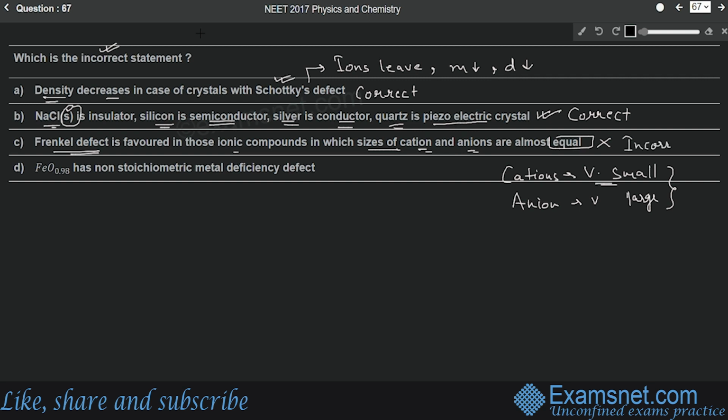Now, if we see the fourth statement, it says Fe0.98O has non-stoichiometric metal deficiency defect. See, "FeO.98" is nothing. It should be Fe0.98O. Okay, this is the correct one. So if this would have been mentioned here, then this would also be correct, and C option would be incorrect only. But here I don't know if it is a printing mistake. If it is a printing mistake, then we can ignore this and option C will be the correct one. If not, then both these statements are incorrect.